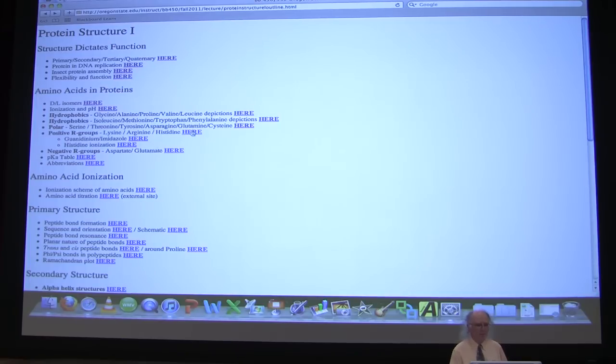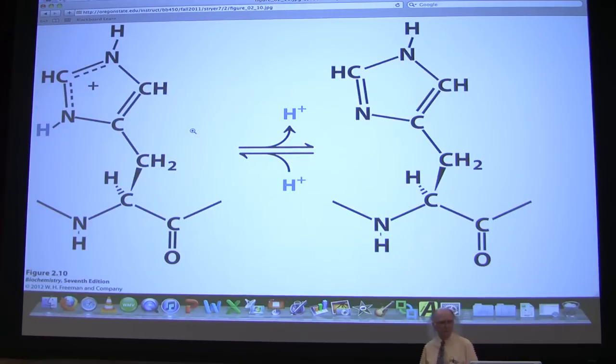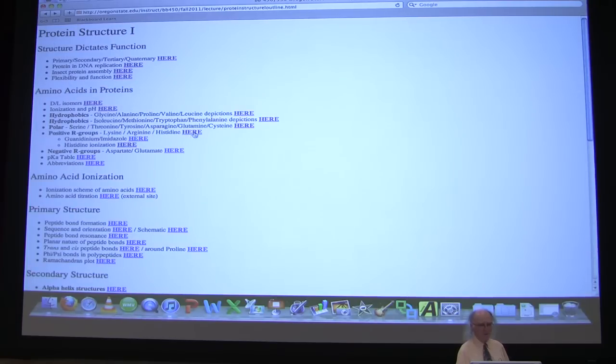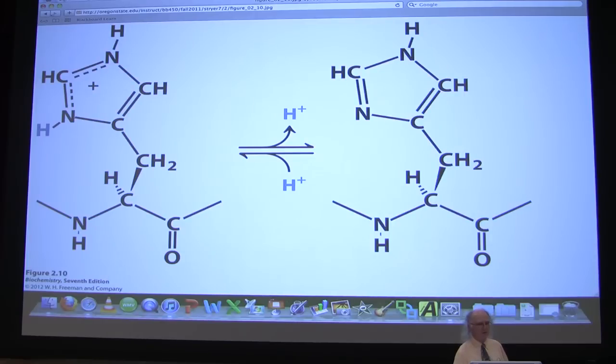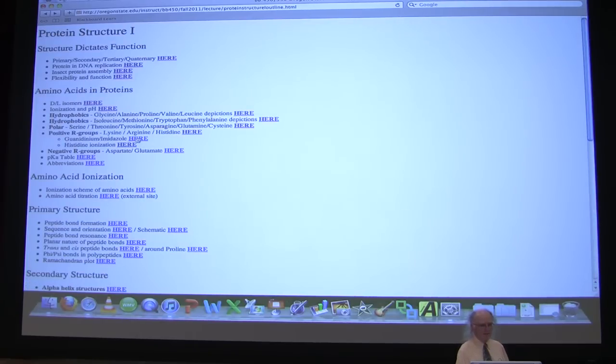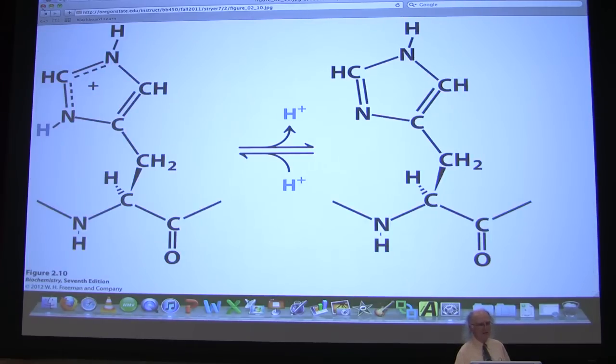Okay. Now, here's a group that I call the positive R groups, all right? I've got the wrong figure linked. Okay. Let's see. Oh, blast it. Okay, I'll have to fix that.